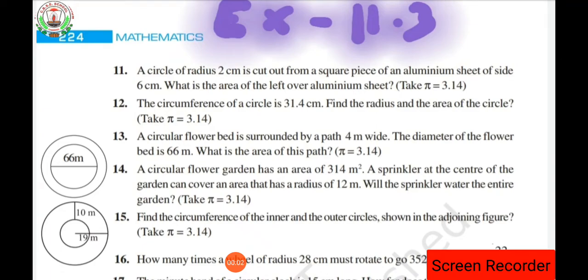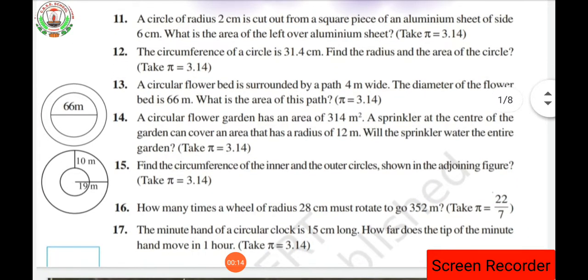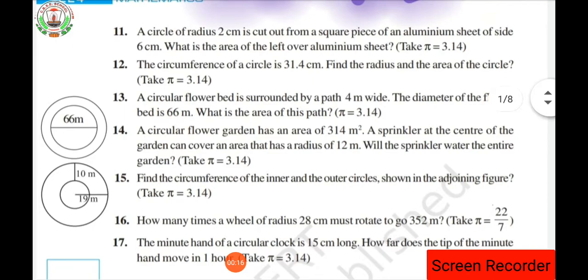Hello everyone, today we are going to do exercise 11.3, questions number 12 to 17. In the previous video we had already completed questions 1 to 11. So in this video we are going to continue with questions 12 to 17.